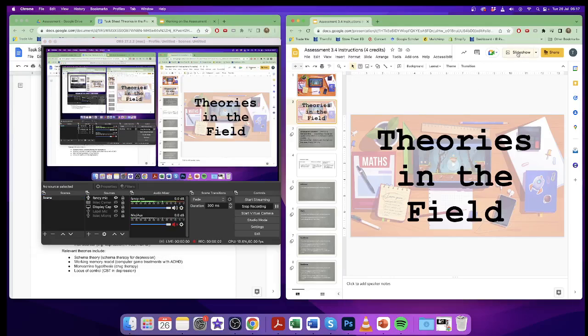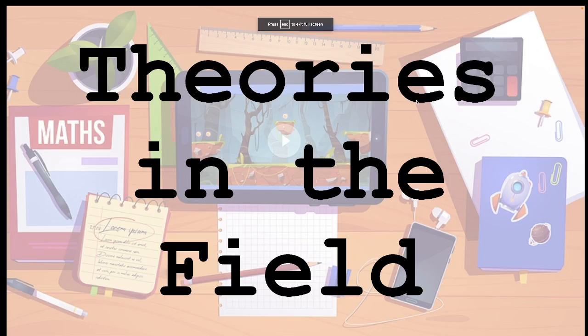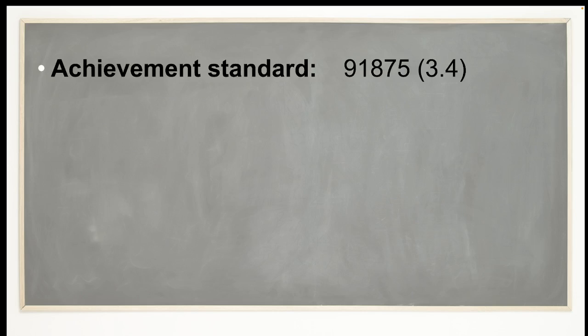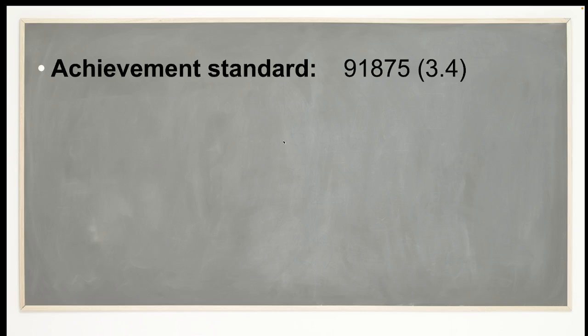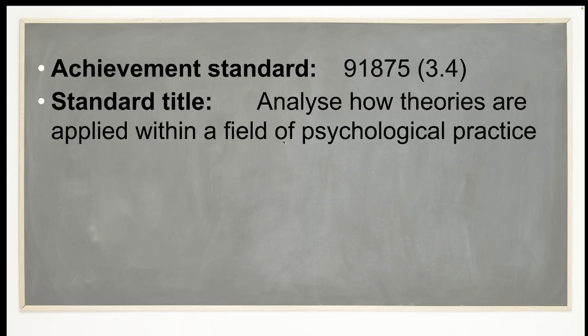Right, let's review and look at the requirements for Internal Standard 3.4. We're looking at psychological theories in the field. The whole purpose behind this assessment is saying, look, we can come up with these psychological theories, but a theory is only as good as its application. So how can we take psychological theory and use it in some way in the real world? And that's what you have to show you understand in this internal standard.